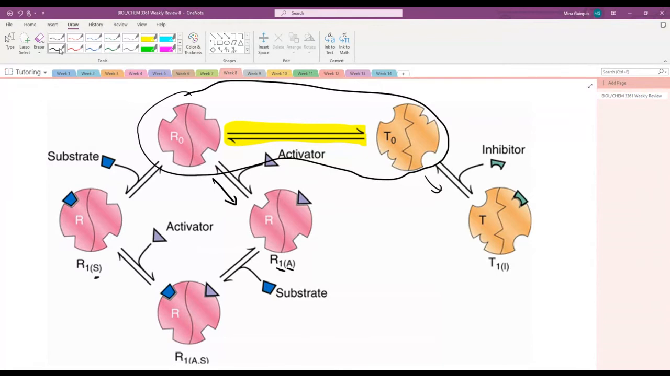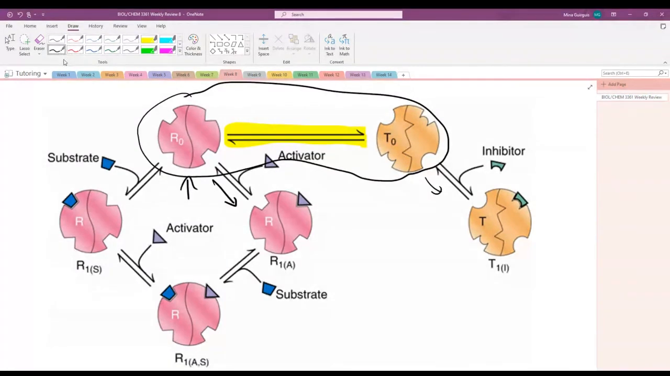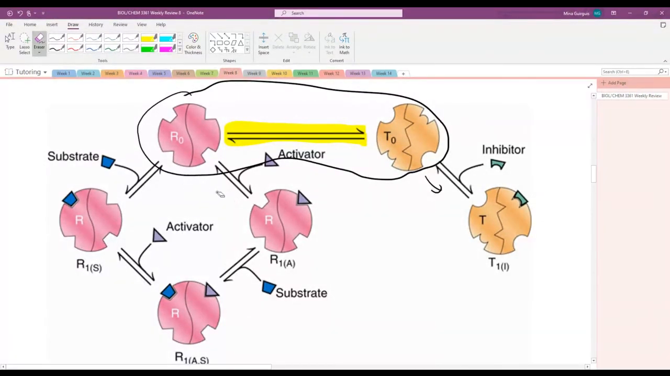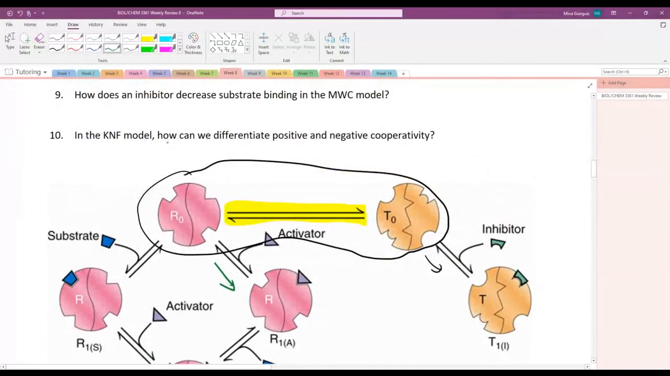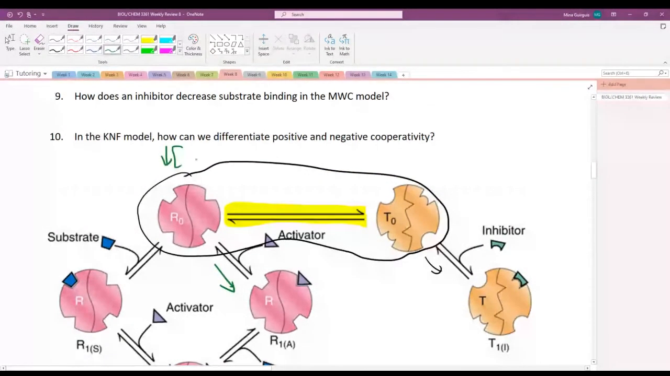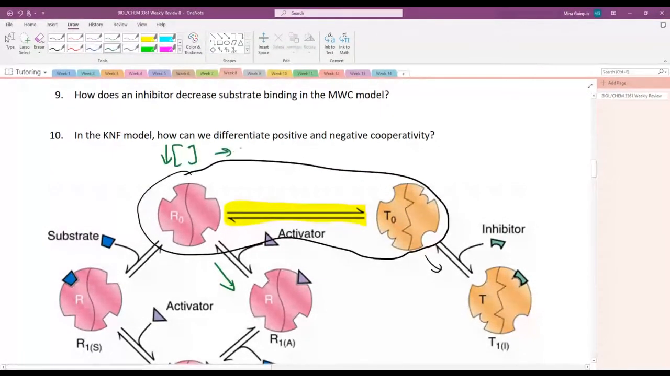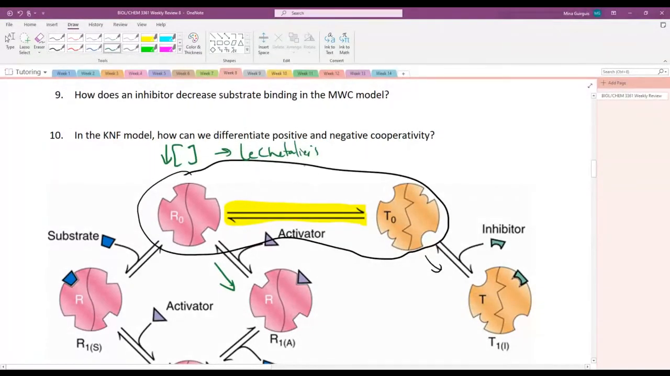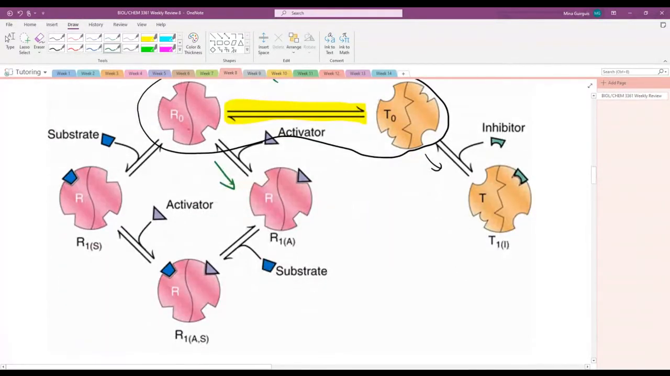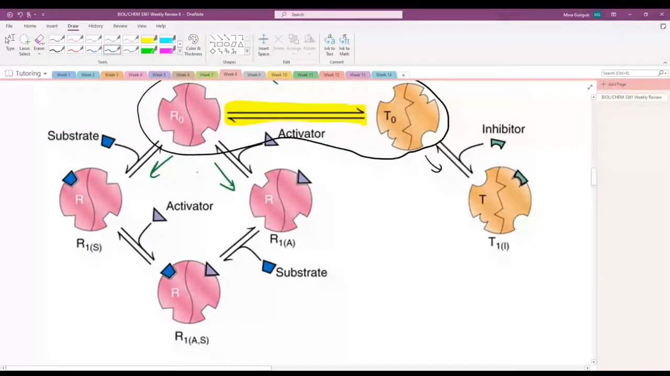And I just realized I should keep everything the same color, so I should separate colors out. When we talk about activators, I'm going to keep it in green. So when that happens, R0 decreases. When that happens, Le Chatelier's principle tells us this equilibrium shifts to the left, and we get more R0. And now both R0 and R1A can bind to substrate to give us this R1AS and some R1S.